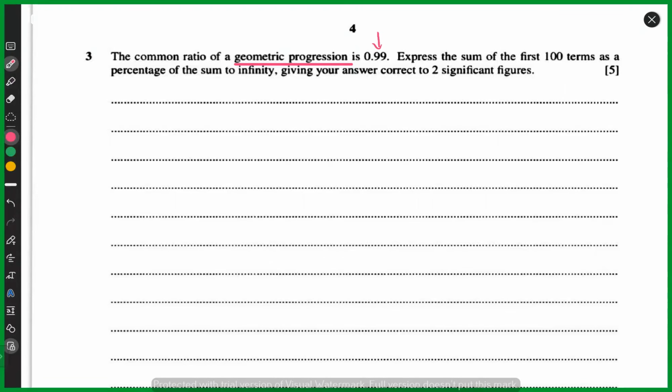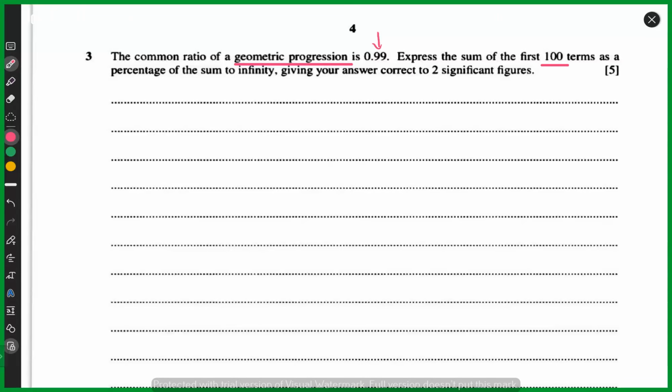Anyways, let's read the question. Express the sum of the first 100 terms as a percentage of the sum to infinity, giving your answer correct to two significant figures. All right. Now, let's think about it slowly first. Then it would make more sense.